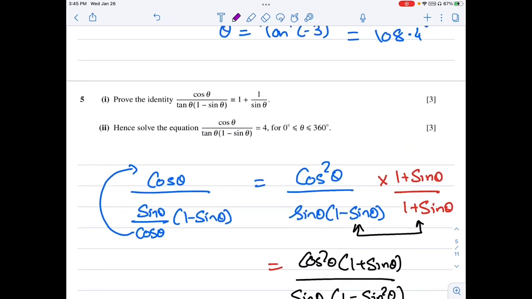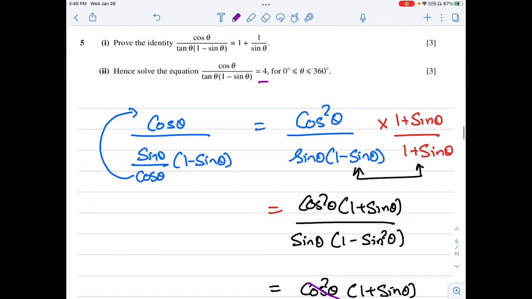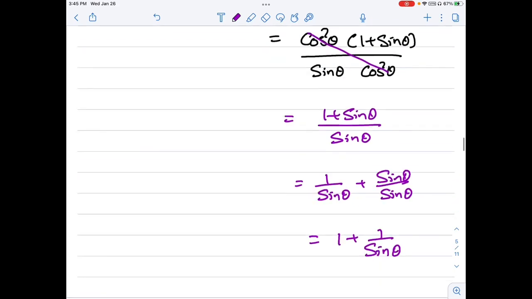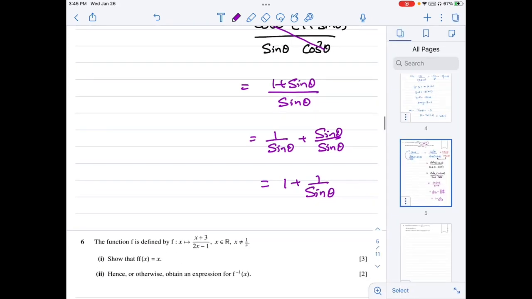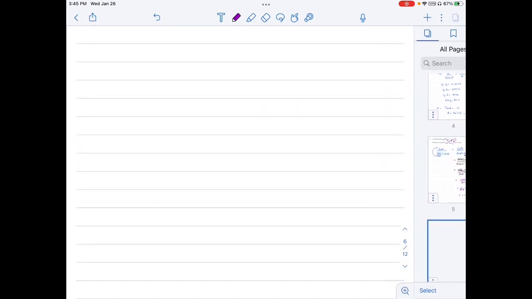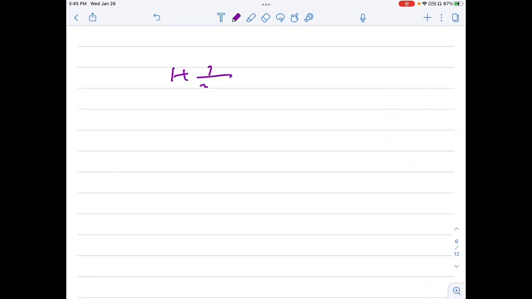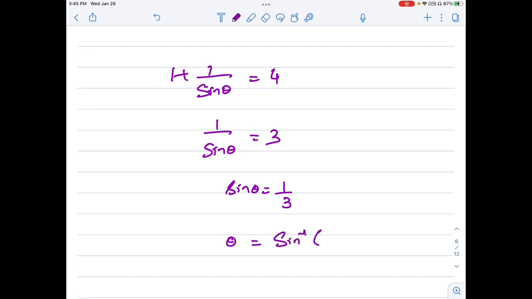Hence solve the equation equal to 4. So we know that this is equal to this. So this one should be equal to 4. 1 + 1/sin θ = 4. So 1/sin θ = 3. So sin θ = 1/3. So θ = sin⁻¹(1/3).